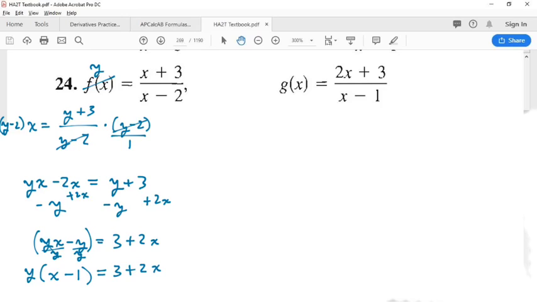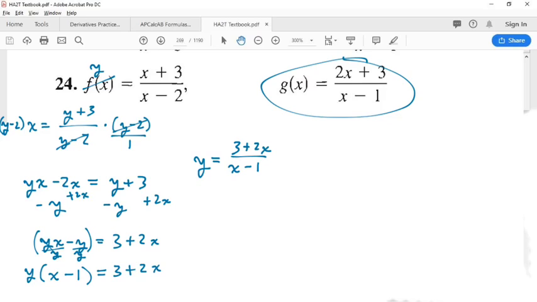Okay, now you can probably see it. What's the last thing I would have to do to get the y alone? Divide by x minus 1. So I get y equals 3 plus 2x divided by x minus 1. Which, isn't that the same thing as this? They're the same. I mean, we'd have to switch the order of these, but that's no big deal because addition is commutative. And so, yay, it works.